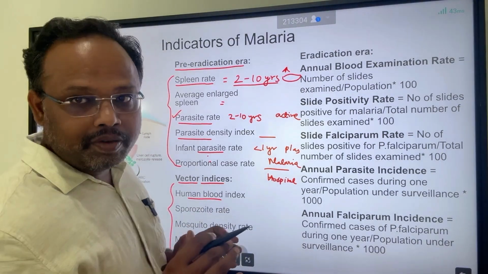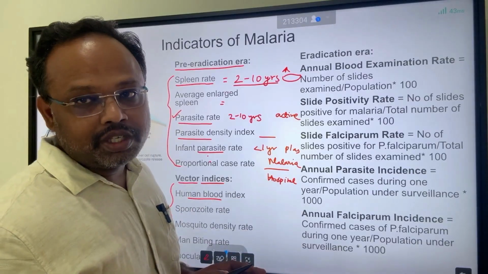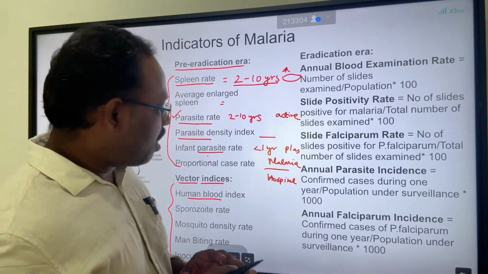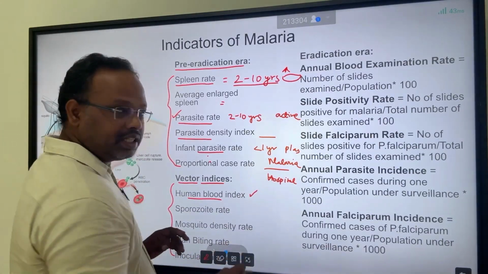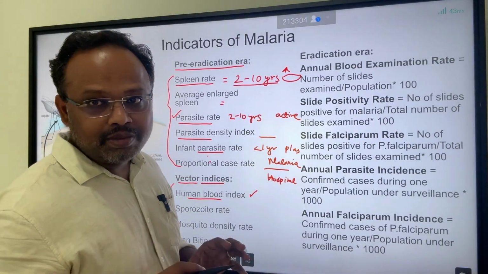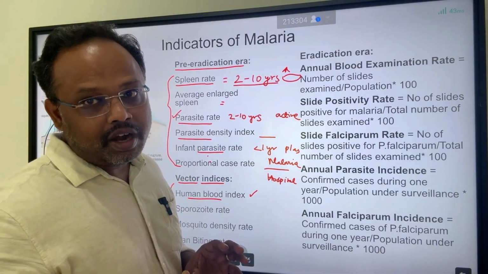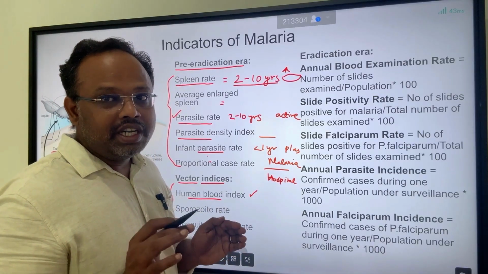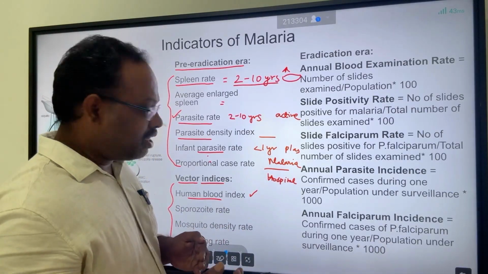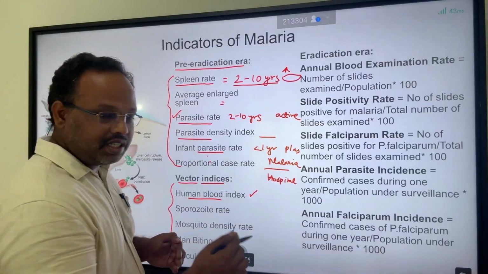For the human blood index, we take a set of Anopheles mosquitoes, and how many have human blood in their stomach is considered the human blood index. It is a sign of anthropophilism, since Anopheles mostly feed on other animals also. So how much of the blood feeding is done on humans is measured by this indicator.